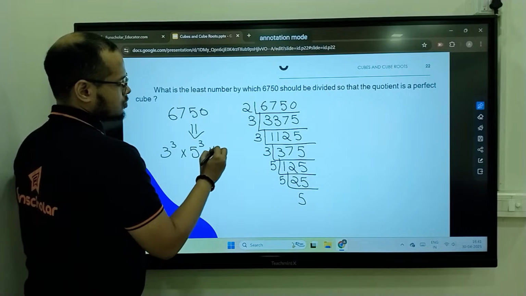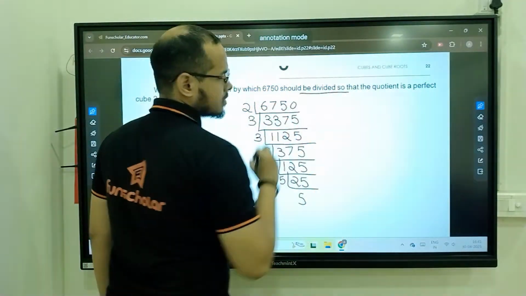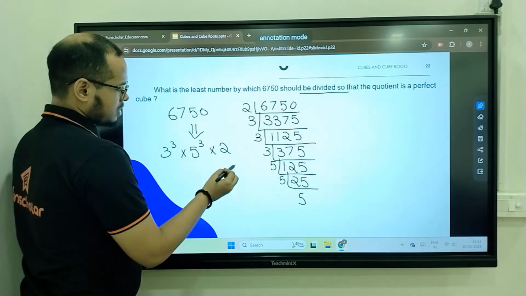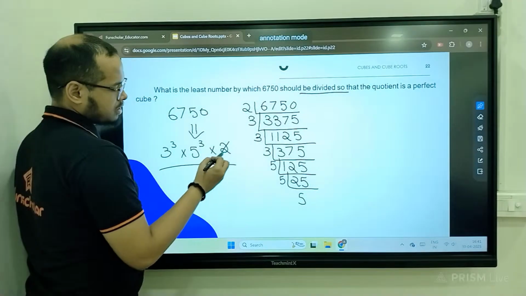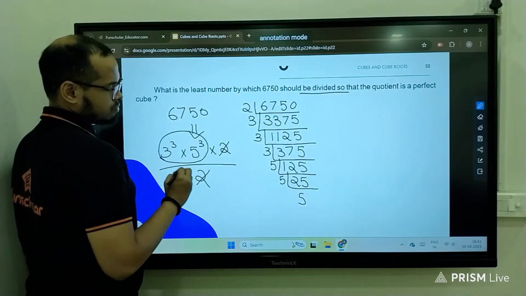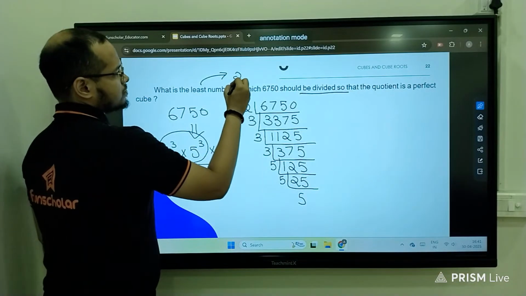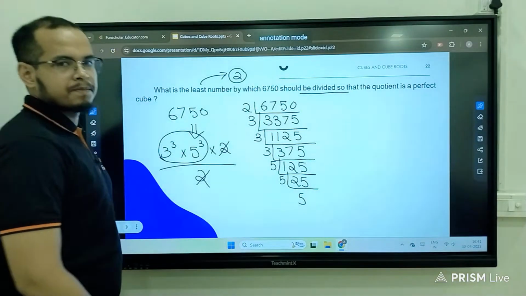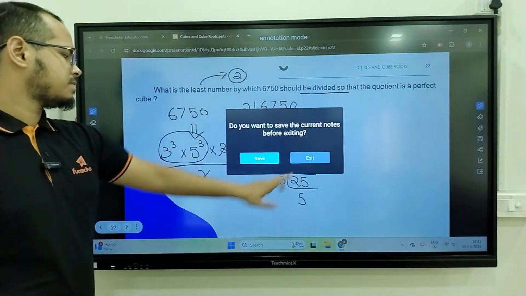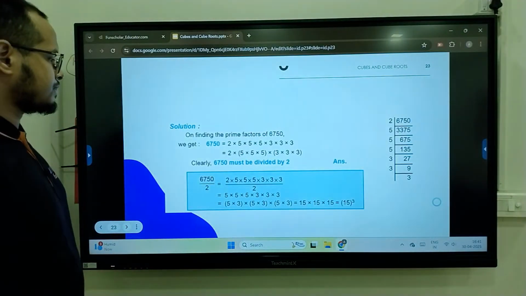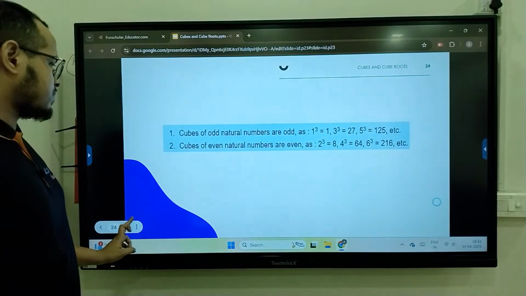So in the question it is saying what should be divided. So if I divide this by 2, this and this get cancelled out and this becomes a perfect cube. Okay, so the least number here is nothing but 2. I hope you understood this. Divided by 2 in order to make it a perfect cube.